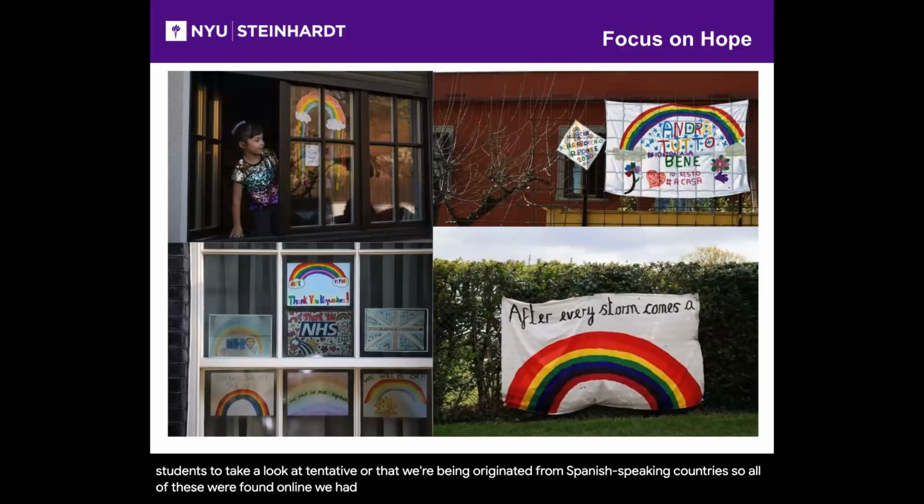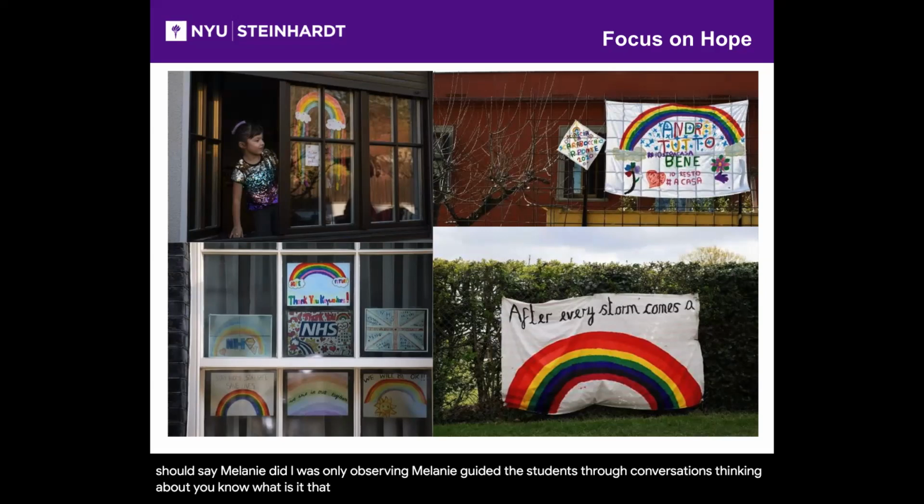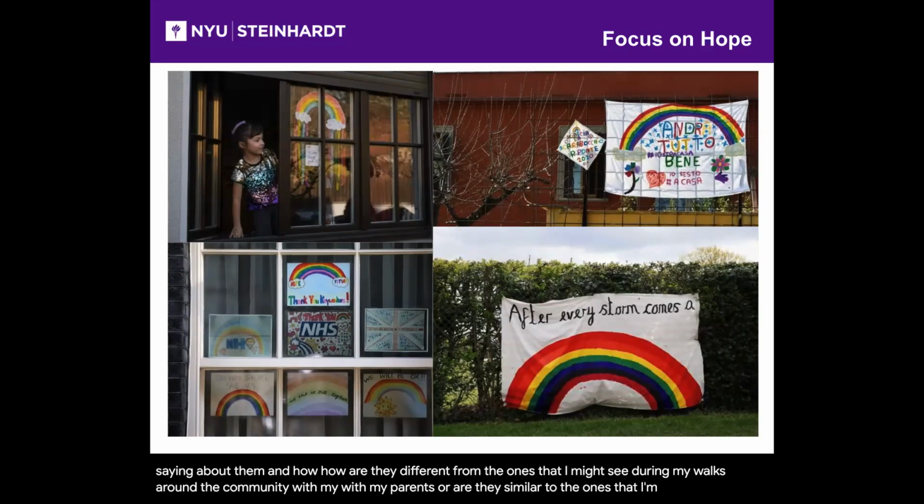We had students looking at different social media websites like Twitter, Instagram, or other places where they might find sharing of images. What we did in the classroom, or I should say Melanie did, I was only observing, Melanie guided the students through conversations thinking about, what is it that people are highlighting in their rainbows? What are people saying about them? And how are they different from the ones that I might see during my walks around the community with my parents? Or are they similar to the ones that I'm seeing in my neighbor's house? Or are there even any? Became questions that students started to bring up in the classroom.